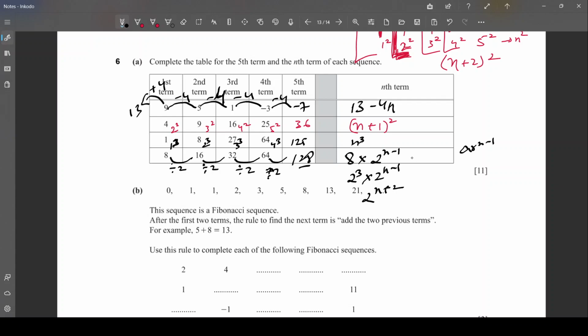So this will be the final. Either you can write this one or you can write 2 raised to power n plus 2. Both are correct. You can take any of the answers. But this is the formula, you have to use it: a r to the power n minus 1.